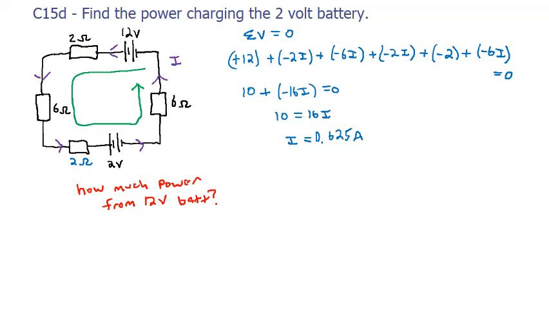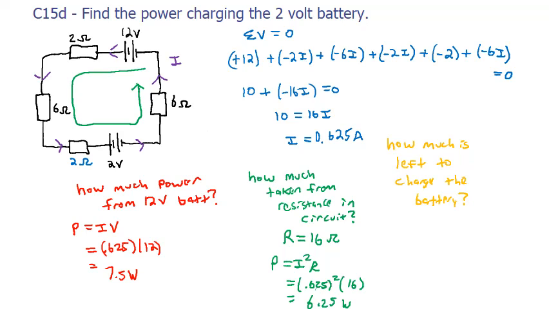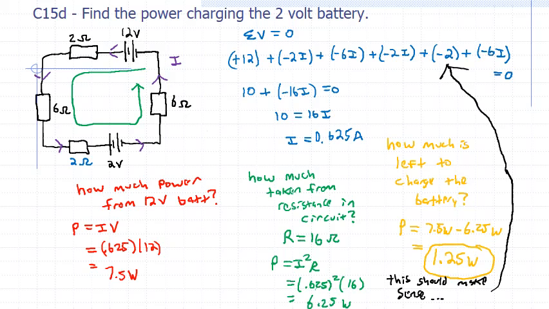So how much power is coming from the 12-volt battery? We have 7.5 watts coming from the 12-volt battery. How much is taken out in the resistance? We have a resistance of 16 ohms, and so it's using up 6.25 watts. How much is left to charge the battery there? 1.25 watts is what's actually charging the 2-volt source. And that should make sense because the current is going in that opposite direction and recharging it.